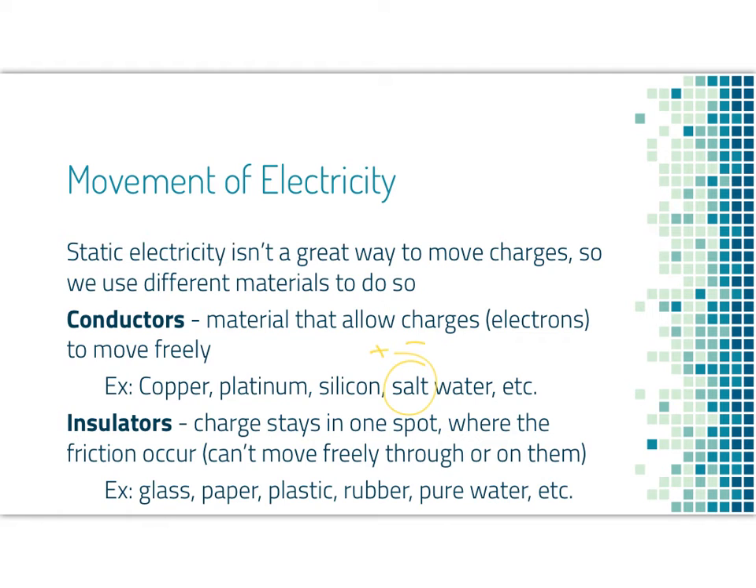Insulators are the opposite. So it can still build up a charge, but the charge stays in that one spot where the friction occurred, okay? It can't move freely through or on them. Examples of an insulator would be glass, paper, plastic, rubber, pure water. They do not move charges through. You can build up charge in one small area, but it's not going to conduct.